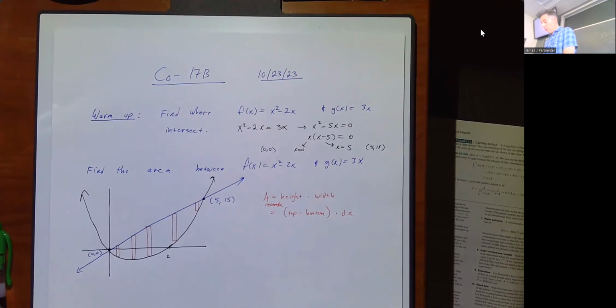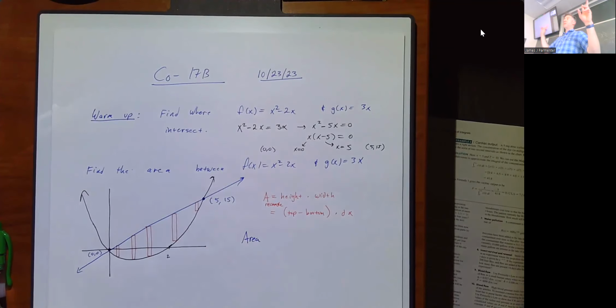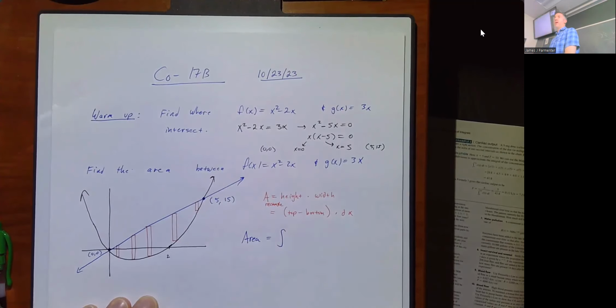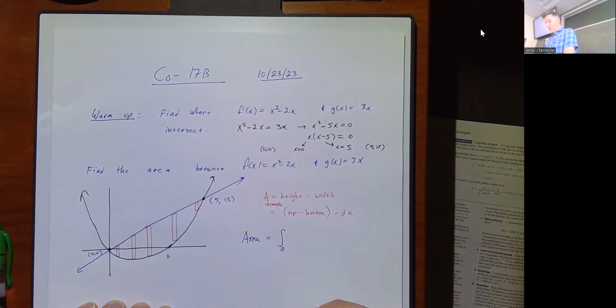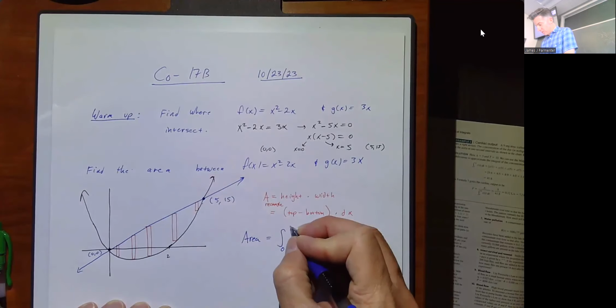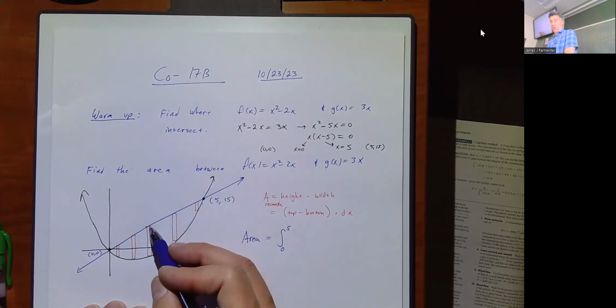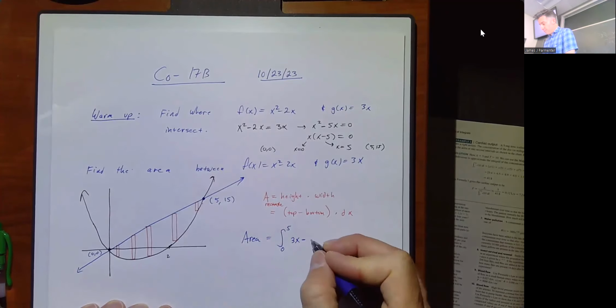If you want to find the total area, I'm going to, quote unquote, add up all the rectangles. But in calculus, how do we add up all the rectangles? We integrate. So we're going to add up all the rectangles from as far left as x equals 0 to as far right as x equals 5. The top function from my picture appears to be the straight line. The bottom function appears to be the parabola.